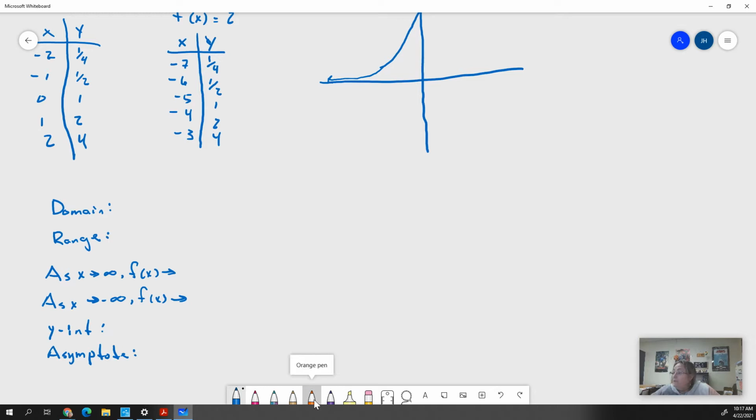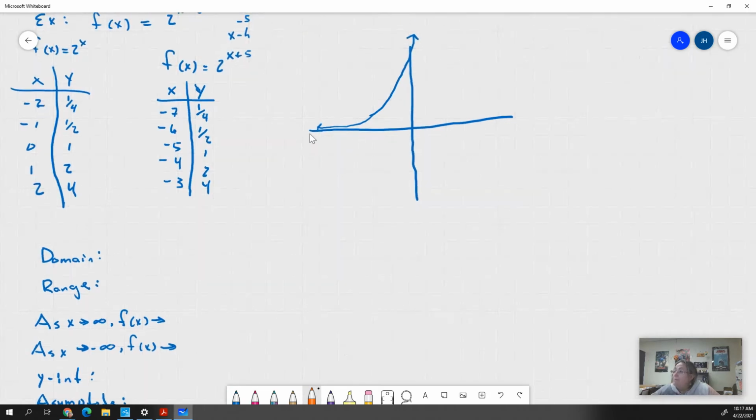If we look at our graph, our domain is asking, what can x do? Well, x can go as far as it wants to this way, and as far as it wants to this way. So x can still be all real numbers. There's nothing that's changed there. We can still have any x we want. Our range hasn't changed either. We're still getting closer and closer to 0 here, but we're never reaching it. We're never going below this line. So we could still write this as 0 to infinity, or y is greater than 0.